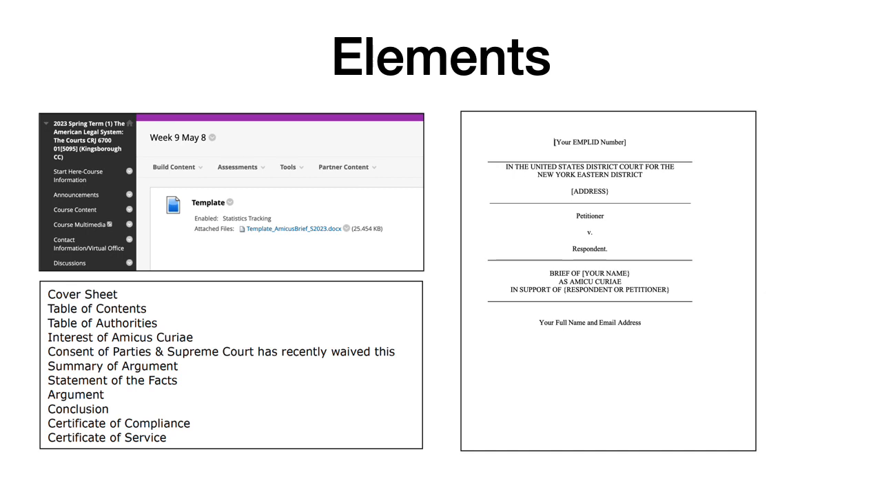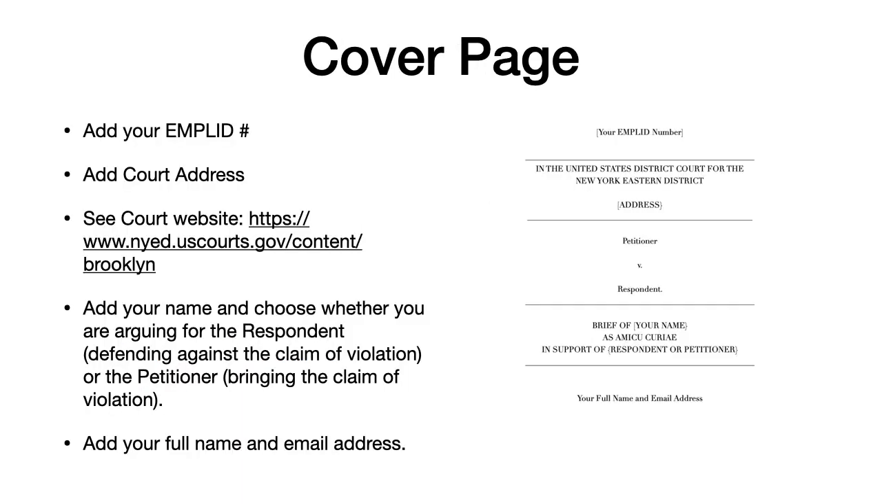It's got a cover sheet, table of contents, table of authorities, interest of amicus curiae. We're getting rid of the consent of parties, and the Supreme Court has recently waived this, so we don't need it anymore. Summary of the argument, statement of the facts, your argument in detail, the conclusion, and then 2 certificates of compliance and service, meaning that you submitted the document. I'll go over each of these in detail.